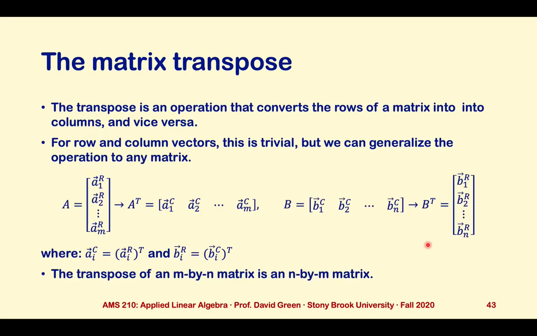We've defined the transpose in the context of just a single vector. The transpose can be applied to matrices more generally also. The definition is the same. It's an operation that converts the rows of a matrix into columns and the columns into rows.